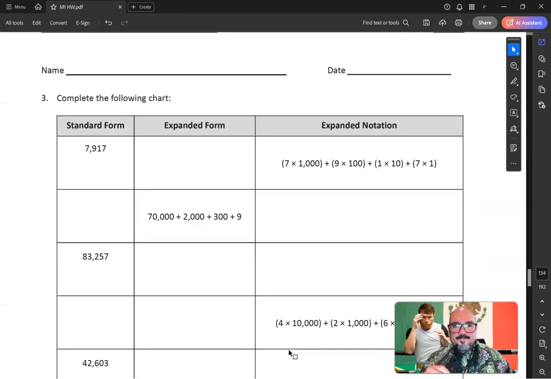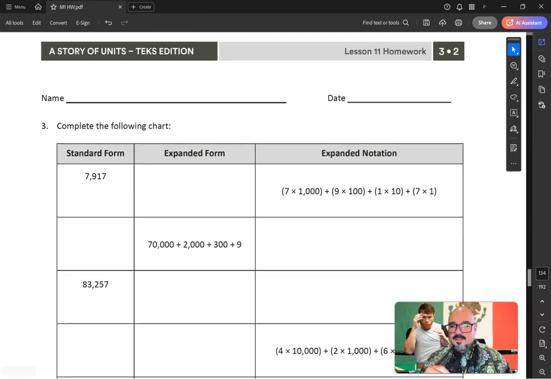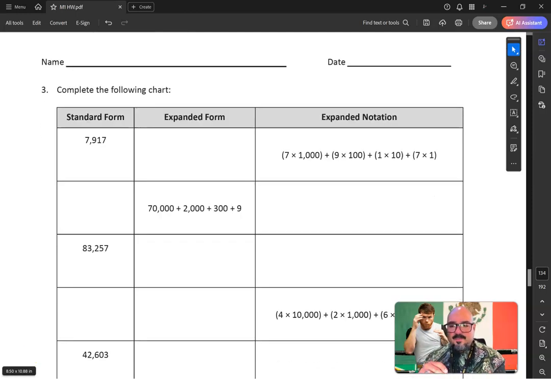Okay. Again, if I'm too fast, pause it, rewind, whatever you need to do. Okay, next. I'm going to have to speed up a little bit because I'm going to run out of time. So, expanded form, 7,917. So, I have 7,000 plus 900 plus 10 plus 7. Okay, and expanded notation is done for you.